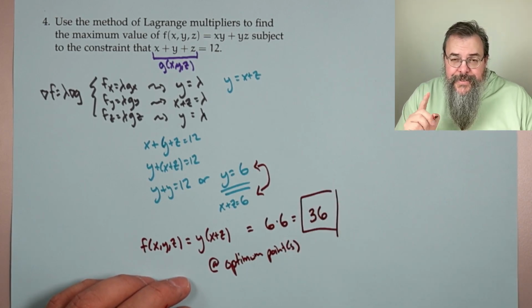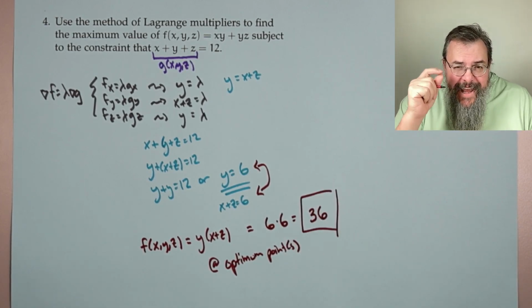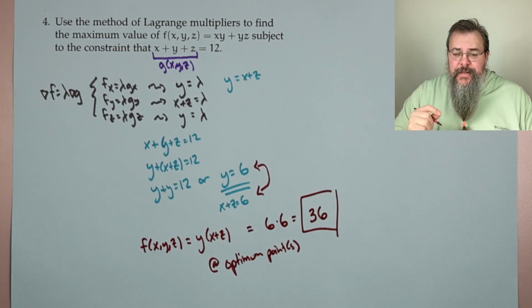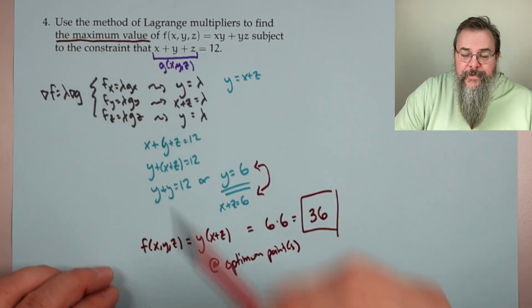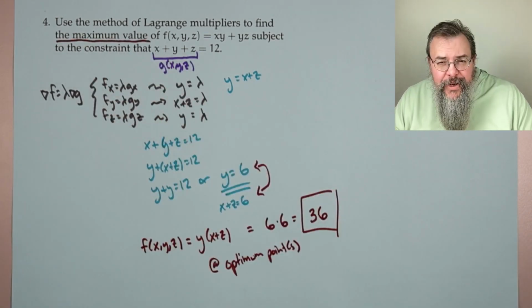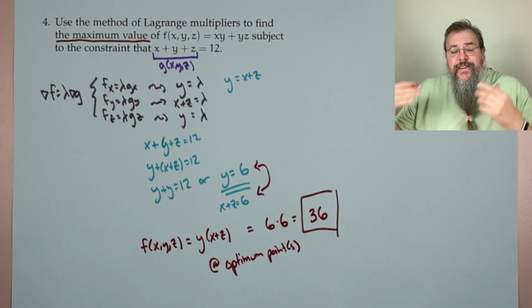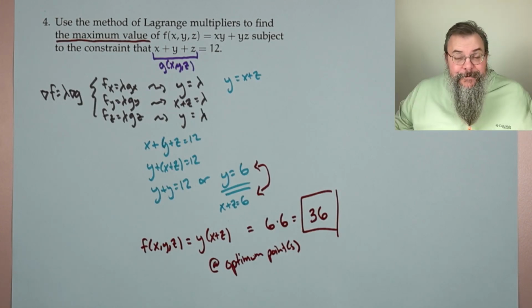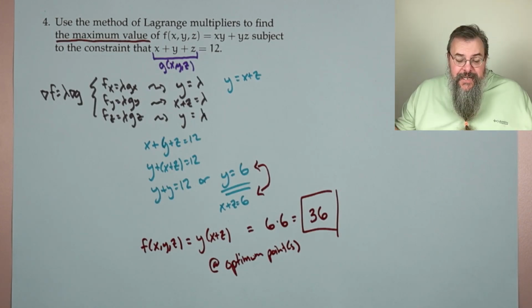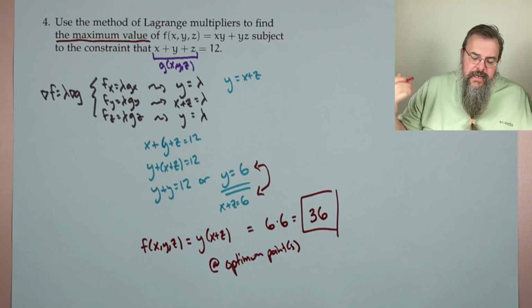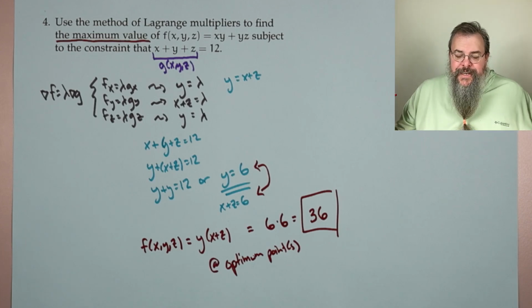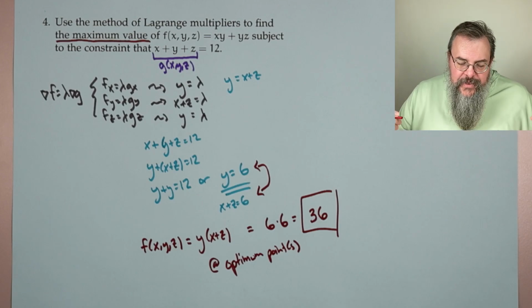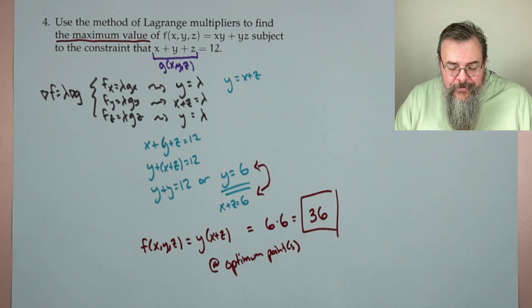Now, notice this question asks for something slightly different than the last time we did a Lagrange multiplier problem. Namely, what's the maximum value of the function? It didn't ask for the point. The reason it didn't ask for the point is because there's not one point, there's infinitely many points. There's a ton of points. So any place where y equals 6 and the x plus z added together give 6 works. All right, so our answer is the maximum value is 36.